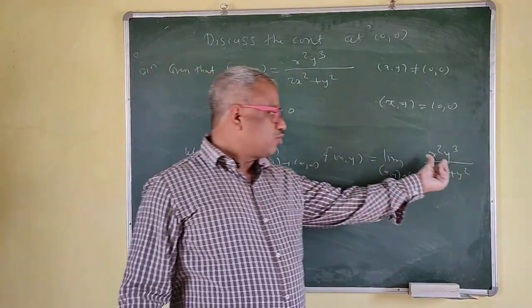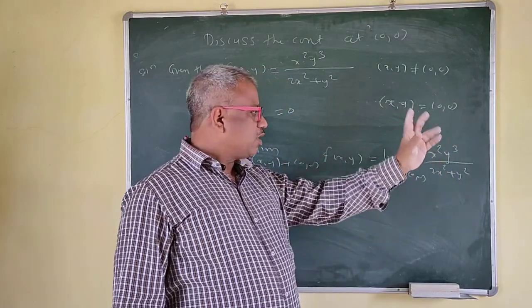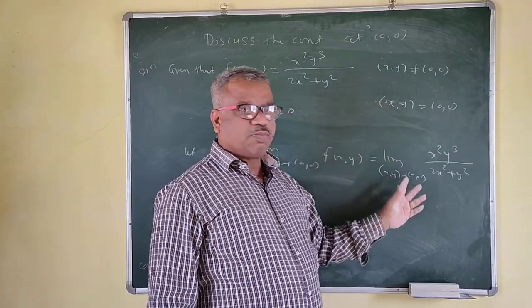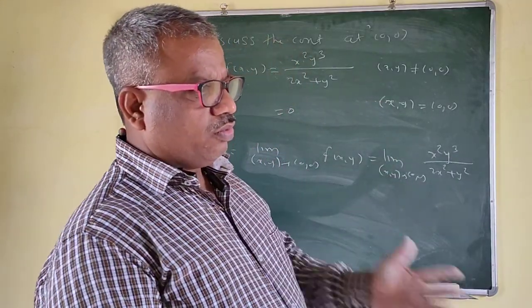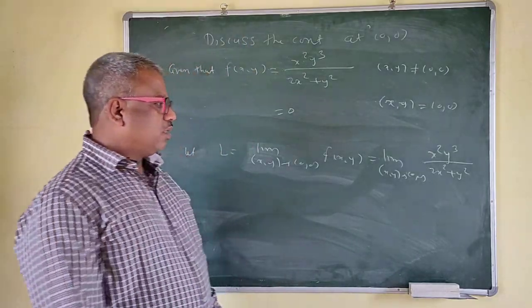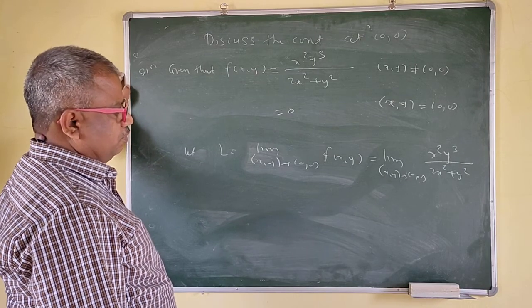Now see here, x square y cube. If you take the limit along x axis, it will be 0. If you take the limit along y axis, that is also 0. That means what? Limit along x axis and limit along y axis is 0. So we need to find another path, right? So we have to do some work now here. So what to do now?